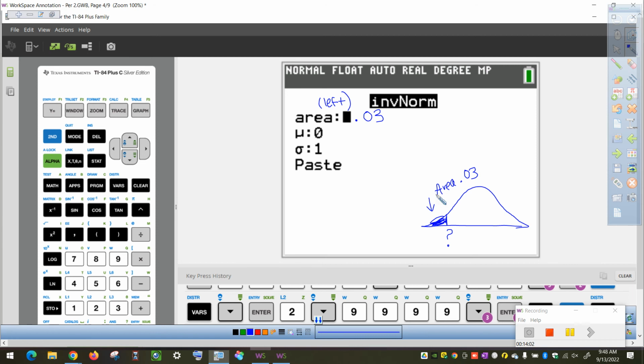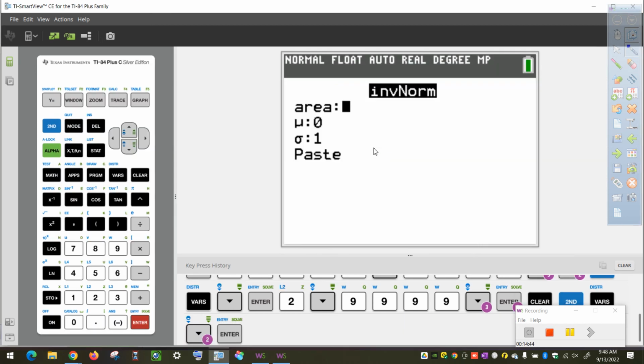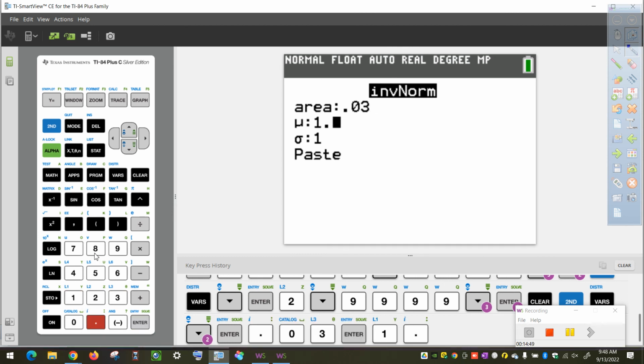It's kind of like table A, where it's always thinking about the proportion of values to the left. All right, so we're going to type in 0.03 there. We're going to go ahead and change our mean and our standard deviation to represent our problem. So only 3 things that we're entering in now instead of 4. And let's go ahead and type that in here.